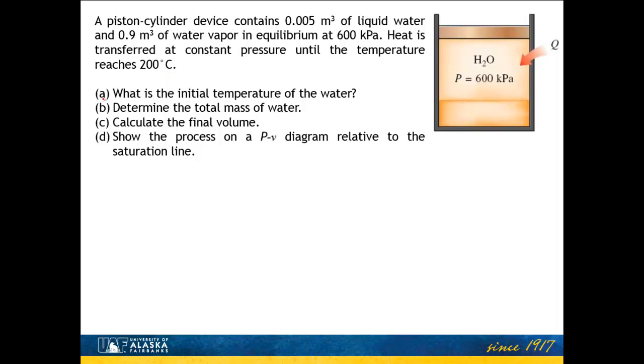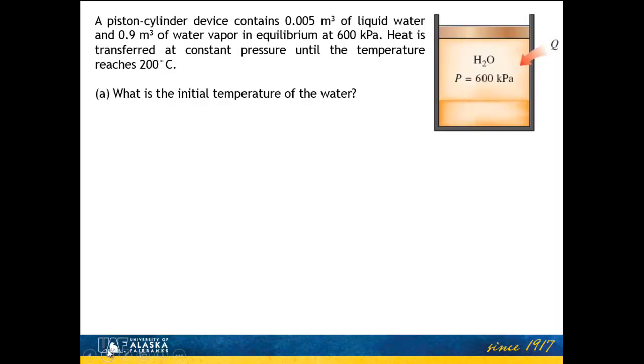The four things we're asked to find: what is the initial temperature of the water? That's a property, an intensive property. The second one is to determine the total mass of water. That is also a property, an extensive property. Part C, we need to calculate the final volume. So we need to go through the process to a new state and then find a property, which is the final volume. And then part D, we want to show this process on a PV diagram relative to the saturation line. So let's go ahead and do the first part.